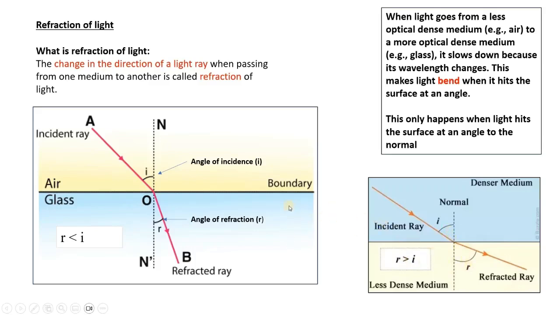So remember these two examples where light is either moving from a low optical density medium to a higher optical density medium. The light is slowed down and then it's bent or refracted towards the normal. And in this case, when it's moving from a high optical density to a lower optical density medium, it is refracted away from the normal.